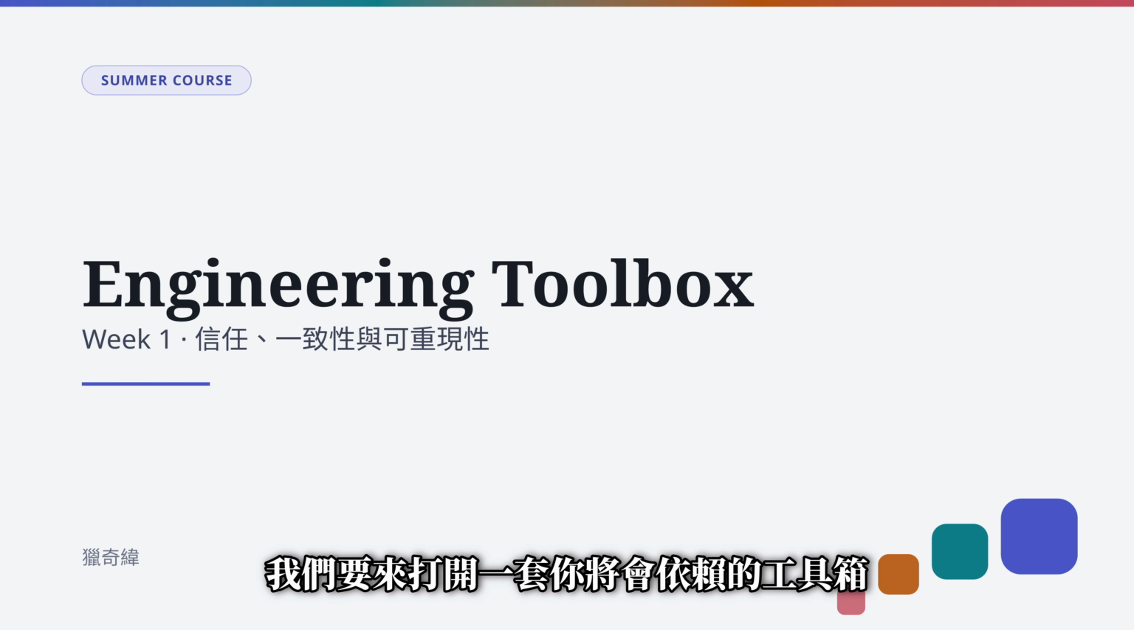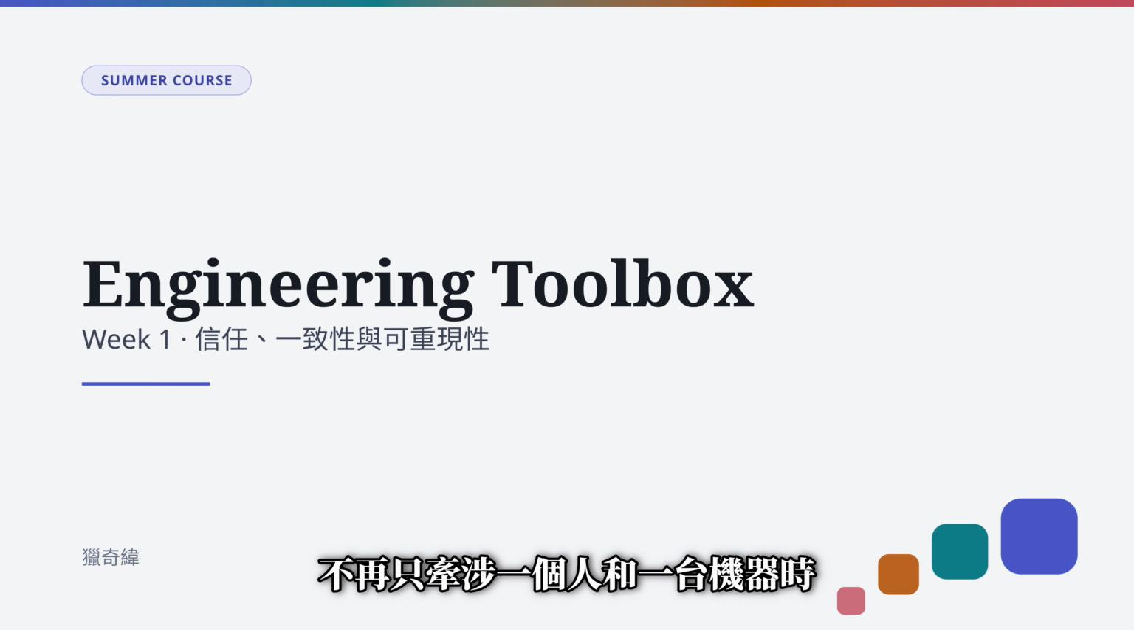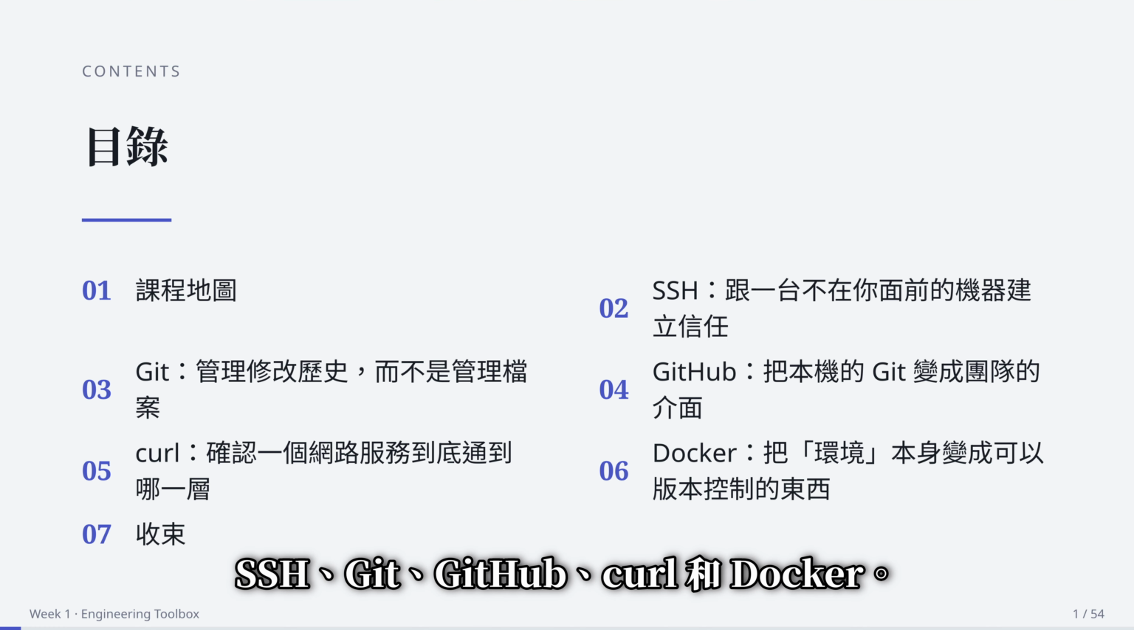Today we're going to open the toolbox you'll rely on once your code involves more than one person and more than one machine: SSH, Git, GitHub, curl, and Docker.